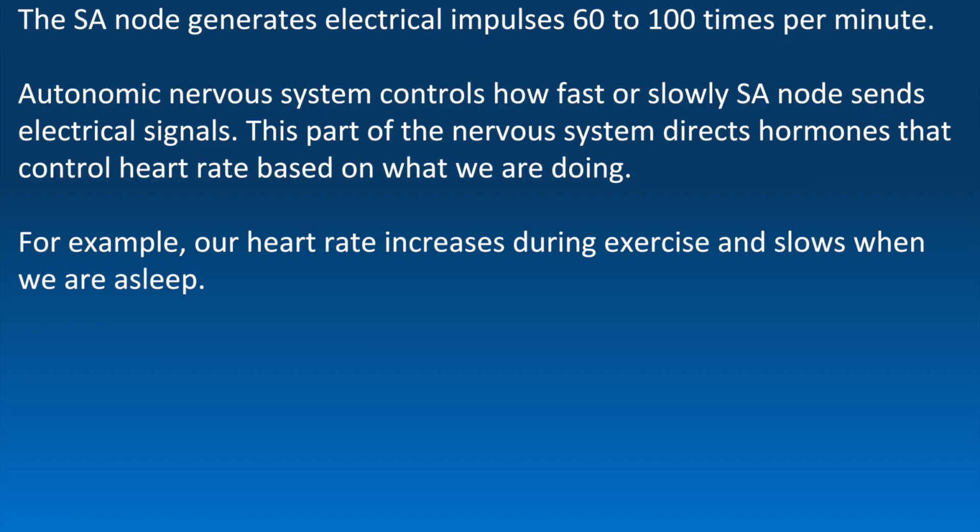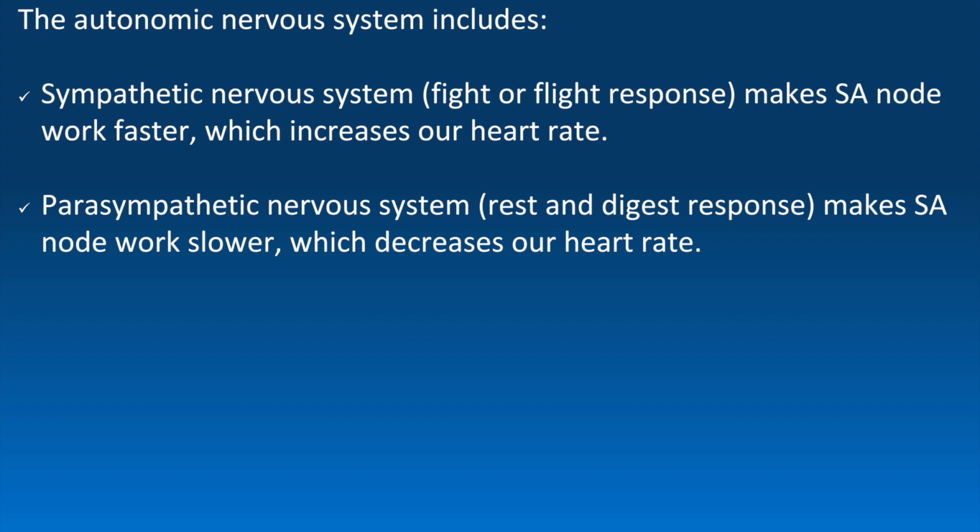The autonomic nervous system controls how fast or slowly the SA node sends electrical signals. This part of the nervous system directs hormones that control heart rate based on what we are doing. For example, our heart rate increases during exercise and slows when we are asleep. The autonomic nervous system includes the sympathetic nervous system, which makes the SA node work faster, which increases our heart rate. The sympathetic nervous system is the fight or flight response. The parasympathetic nervous system is the rest or digest response, which makes the SA node work slower, which decreases our heart rate.